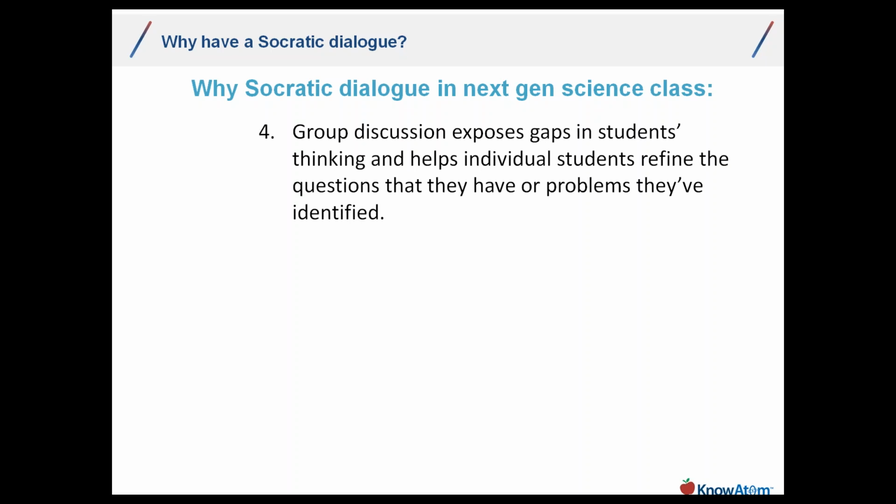The fourth one: group discussion like this in an effective Socratic dialogue exposes gaps in students' individual thinking, and it helps those individuals to refine the kind of questions and thoughts that they had, or even problems they've identified. So I'll give an example from sort of an upper middle school, high school social studies context, something outside of even science.